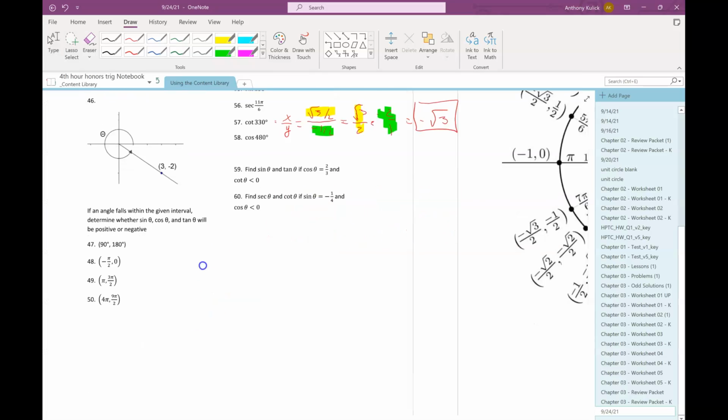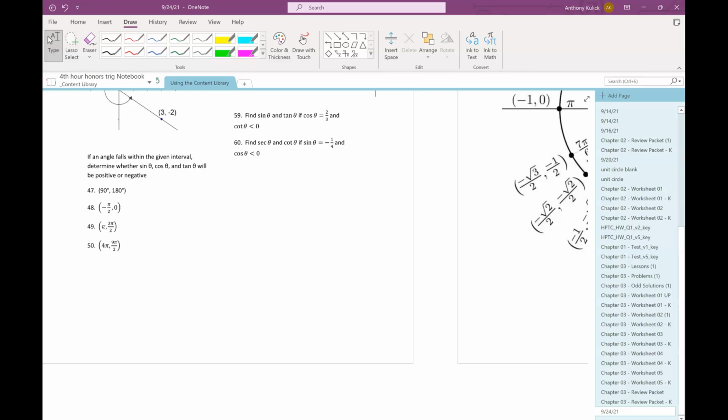Okay, you said 50, Lexi? Yeah. Okay. So here we're just asked to determine whether things are positive or negative, depending on this range of values for theta. So I'm going to start by just figuring out which quadrant contains the angle measures from 4 pi to 9 over 2 pi.